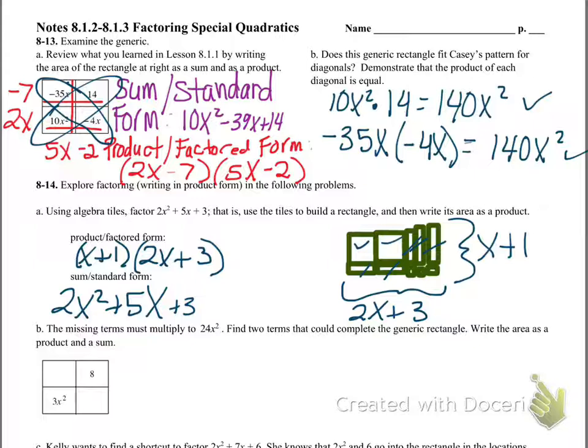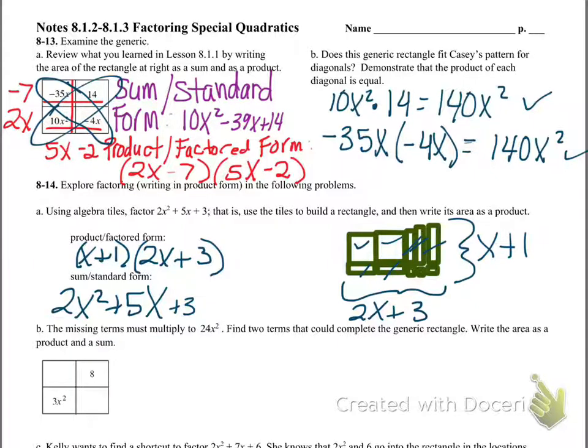And what we have so far is the 2 diagonals set up for a generic rectangle. So because of Kelly's thing that she keeps doing, we know that these 2 numbers have to multiply to 24x squared. Got it. Well, that means that the missing ones also have to multiply to 24x squared. So that's kind of the first sentence on this problem. And then it says we have to find 2 terms that would complete the generic rectangle, and then we have to write everything as an area and a sum. So, or product and a sum.